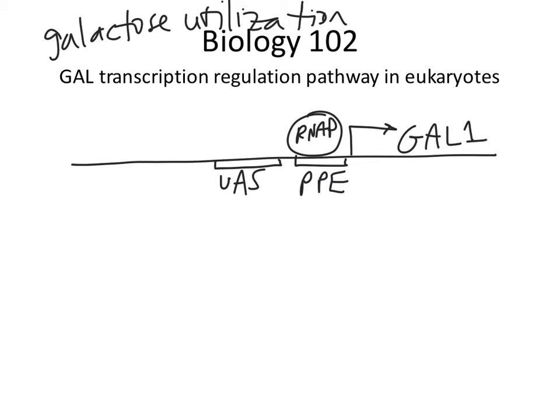What does it do? What binds to a UAS? A protein binds to an upstream activating sequence. In this specific case, for galactose utilization, that protein that binds to the UAS is called GAL4. There are a number of genes that start with GAL. They all encode proteins that are important for using galactose. GAL1, the gene here on the right, is going to produce a protein that's essential for digesting galactose.